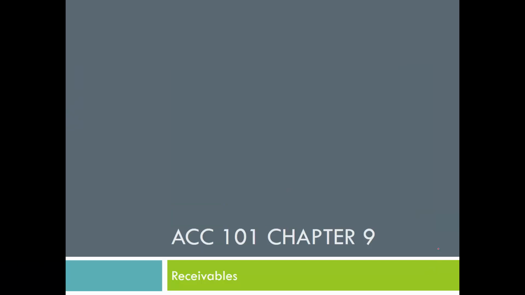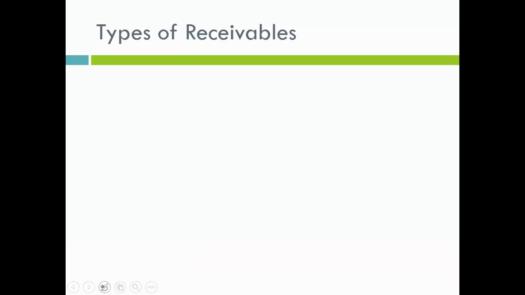All right, chapter 9, when we are talking about receivables. So we're going to go into a little more in-depth about some of the accounts we've already talked about. The main receivable we have talked about so far is accounts receivable. When we make a sale on account, we debit accounts receivable. This is a current asset, right?